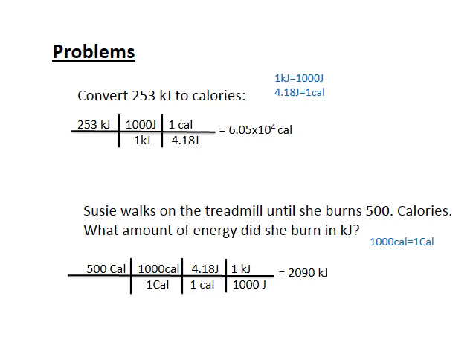So the last trailing zero was not significant. It looks like all of our data had at least 3 sig figs. I could have written this as 2.09 times 10 to the third kilojoules as well.